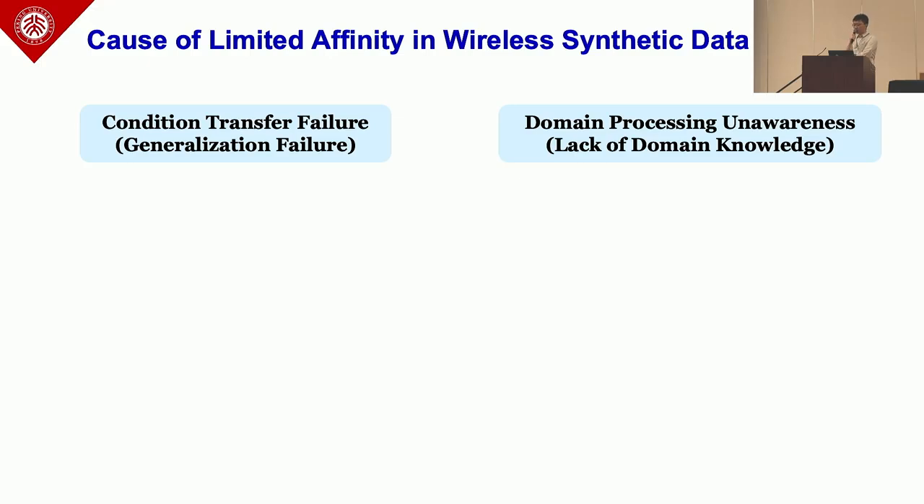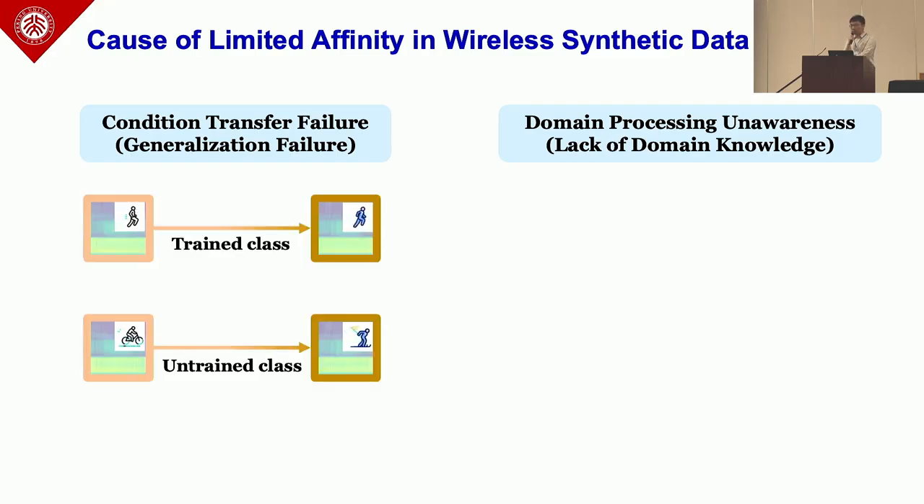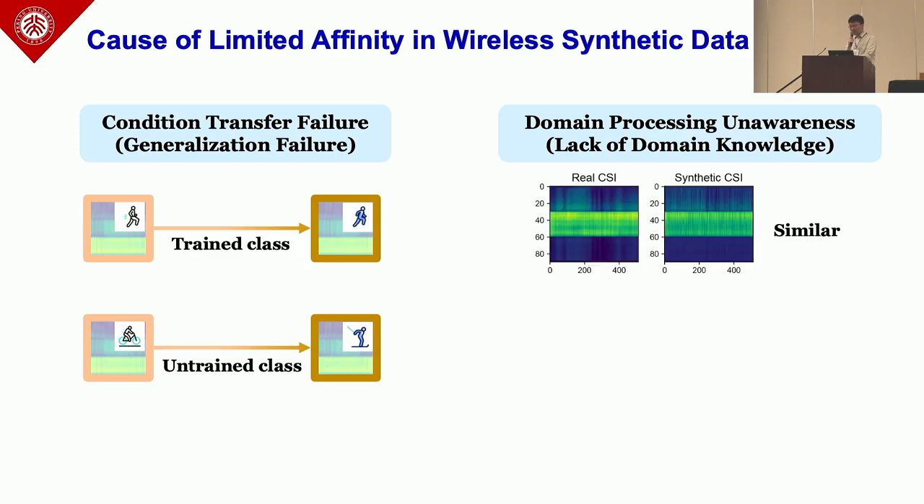Our next research question is the cause of limited affinity in current wireless synthetic data. We identify reasons before and post-generation. When the training of generative models has incomplete class coverage, the untrained classes transfer badly, resulting in low affinity data. Secondly, problems may arise from application-specific data transformations.